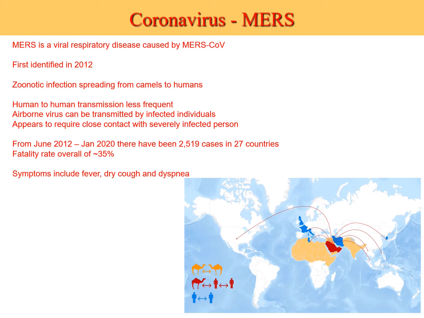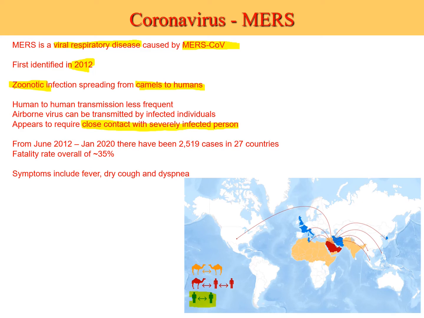MERS is another coronavirus, a separate species of coronavirus, which causes respiratory disease. The disease is MERS, and it's caused by the MERS-CoV, MERS coronavirus, first identified in 2012. It's a zoonotic infection spreading from camels to humans. There is some human-to-human transmission, but very little. This map shows areas of the world where there have been human-to-human cases, but there are very few of them, and they require very close contact with a severely infected person.